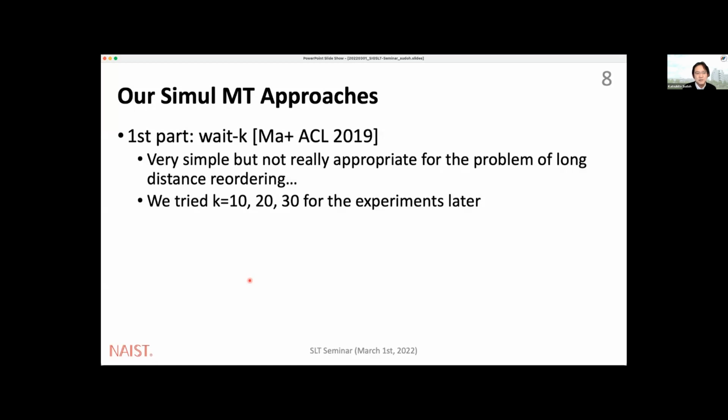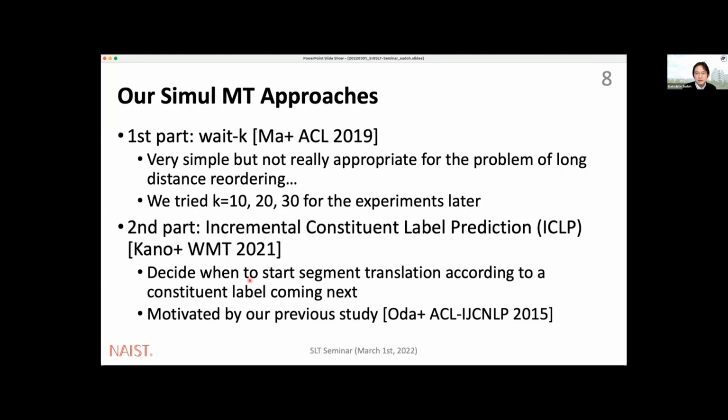So it's very simple, but actually it's not really appropriate for this long distance reordering problem in English-Japanese, but we tried it first to implement our system. So we tried a relatively larger number of K, 10, 20, and 30, for experiments later.